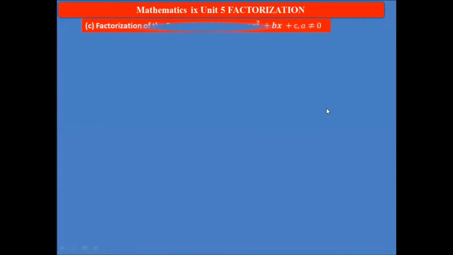Question number 3, factorization of the expression of type ax square plus bx plus c where a is not equal to 0. Question number 1, 4x square plus 12x plus 5. Yes, we have to solve this question same as we have solved in question number 2. Yes, we have to multiply the coefficient of x square with the constant term.